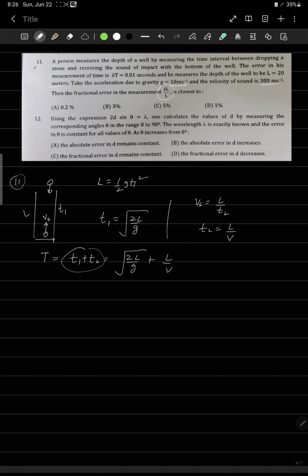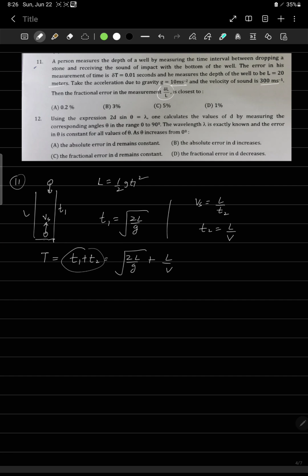Now we need to find delta L by L. The L is unknown, and it is on the right hand side. Every time this kind of situation comes, the known variable should be on the right hand side and the unknown variable on the left hand side. But the point is we cannot solve for L, because it is in a root here and in linear form there, so we cannot separate the L value.